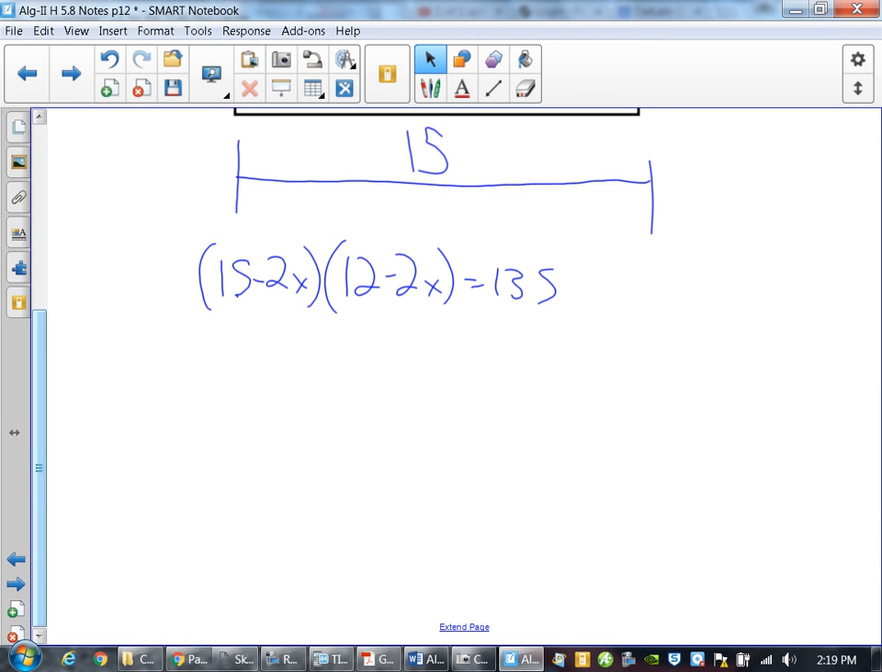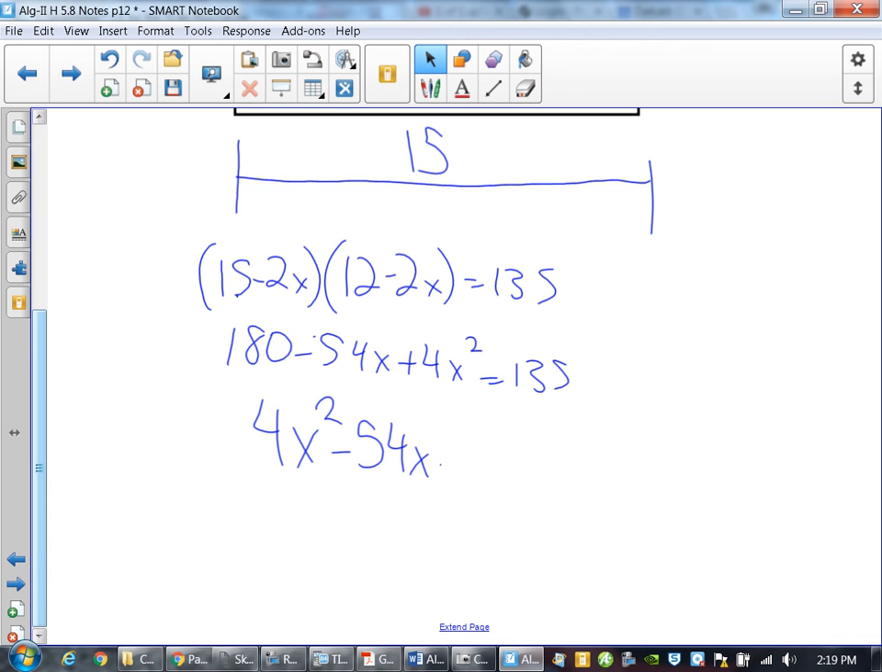When you set all this stuff up, you're going to get the following: 180 minus 30x, minus 54x, plus 4x squared is 135. I have a positive a value, which means it's going to be up like a cup. Moving some things around, I get the following in standard form: 4x squared minus 54x plus 45 is 0.